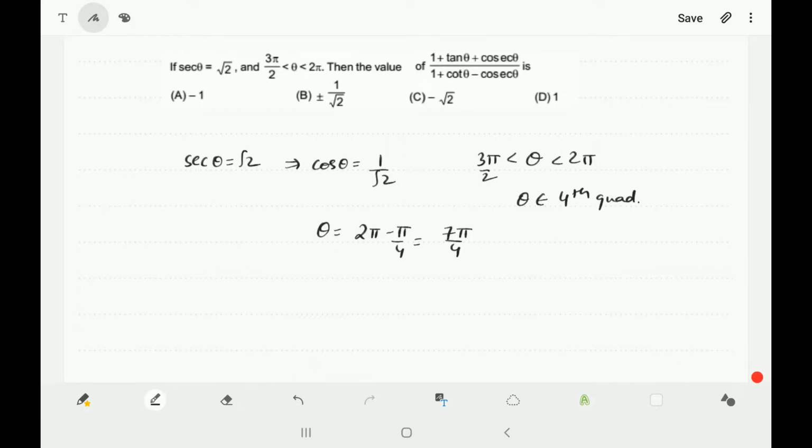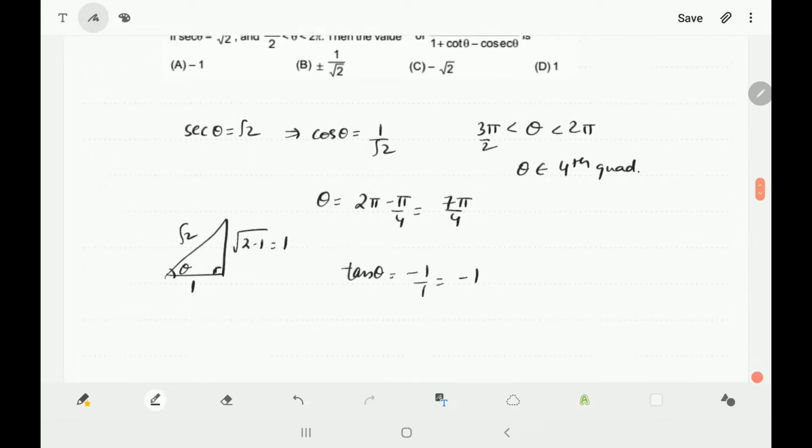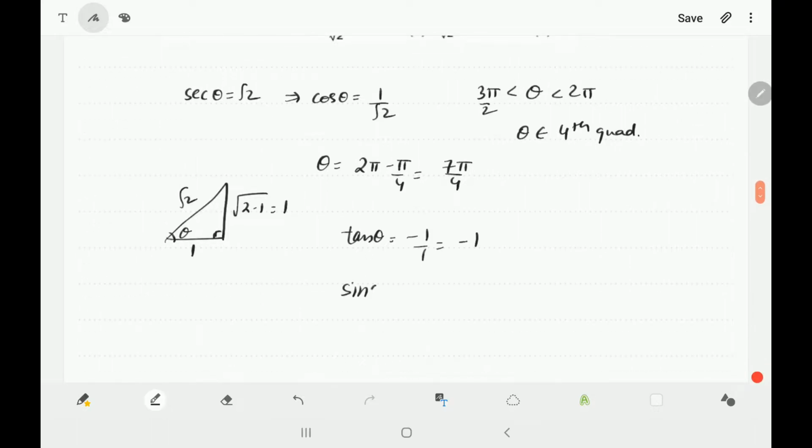So because cos theta is 1 by root 2, you can draw a triangle with the base as 1 unit and the hypotenuse as root 2 units. Okay, so the perpendicular side will come out to be under root of 2 minus 1 using Pythagoras. It will be 1. So we can say that tan theta will be equal to minus 1 by 1, which is minus 1. Why have I taken negative? Because tan theta is negative in the fourth quadrant. Okay, sin theta is also negative in the fourth quadrant. It will be minus 1 by root 2.